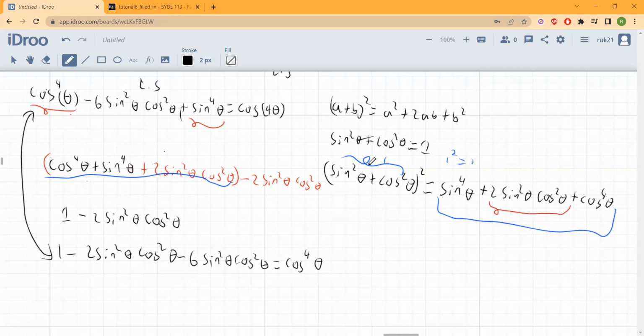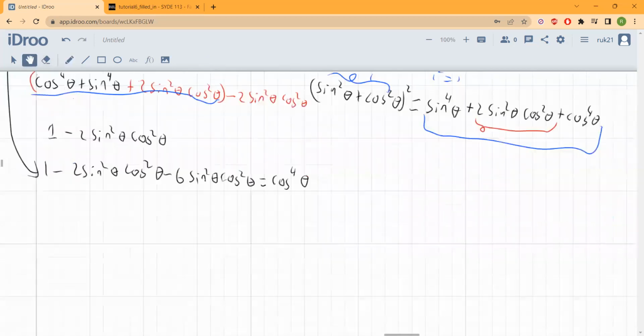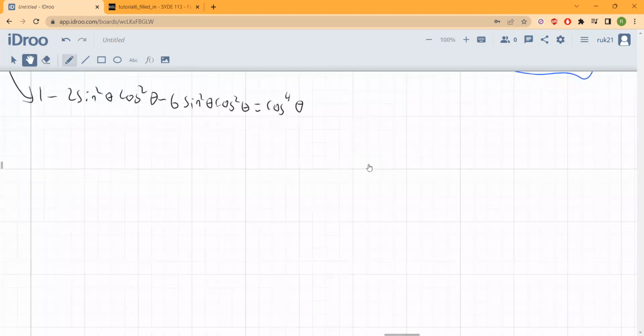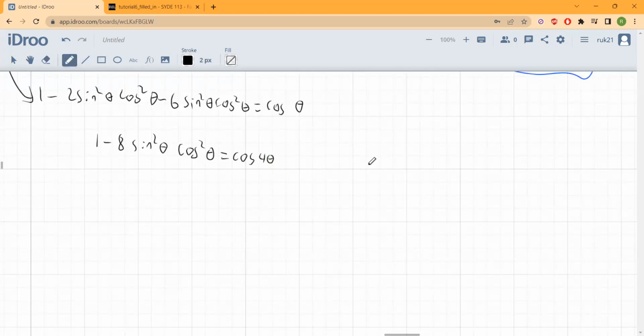Okay? Cool. Let's get some more space right over here. So now let's simplify some stuff. And I just mean let's add negative 2 sine squared theta cosine squared theta and negative 6 sine squared theta cosine squared theta. So we're going to get 1 minus 8 sine squared theta cosine squared theta is equal to cosine 4 theta. And I just realized that this looks like it is to the power of 4. That is not what I meant. It is 4 theta, cosine 4 theta.